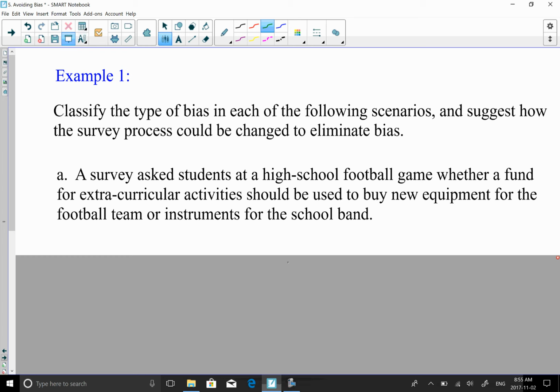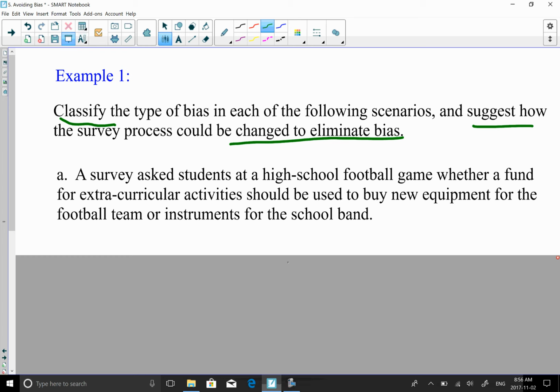Classify the type of bias in each of the following scenarios and suggest how the survey process could be changed to eliminate the bias. Okay, so we've got to classify, and then we're going to suggest how we can change to eliminate bias. A survey asked students at a high school football game whether a fund for extracurricular activities should be used to buy new equipment for the football team or instruments for the school band. What's wrong with this? Which bias would this be?